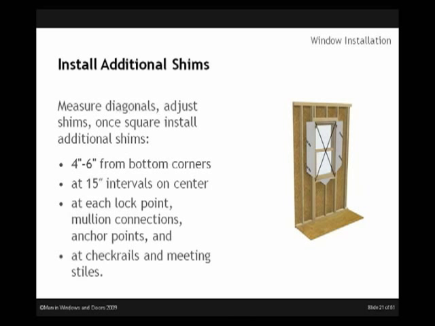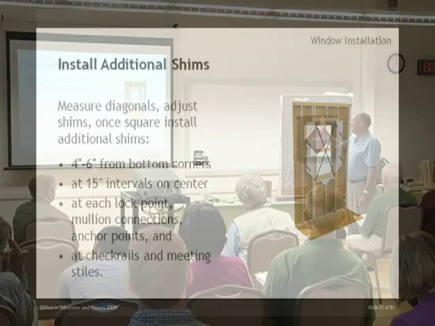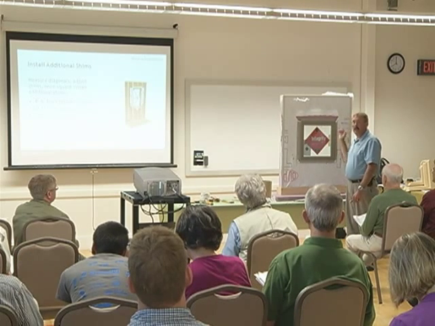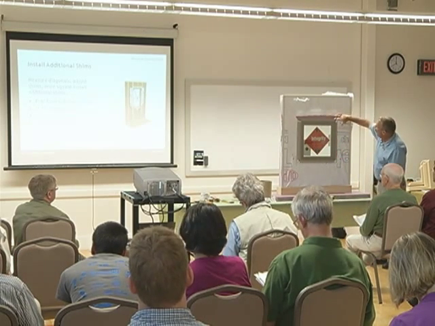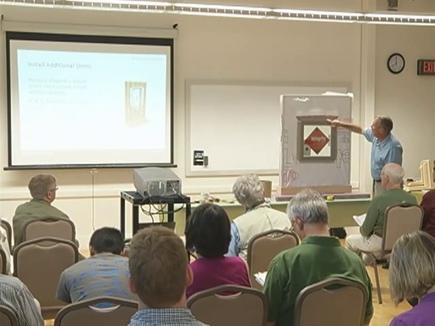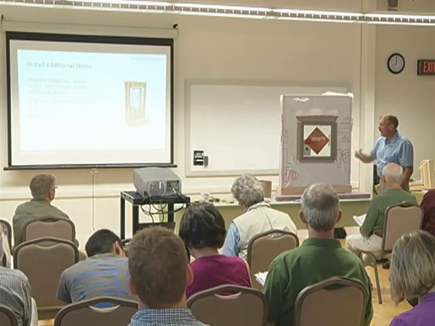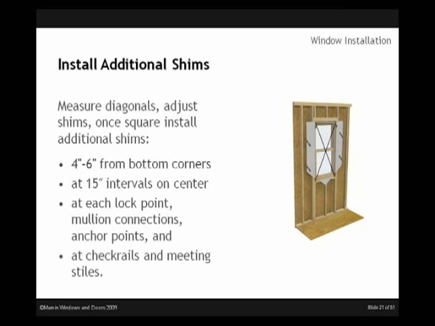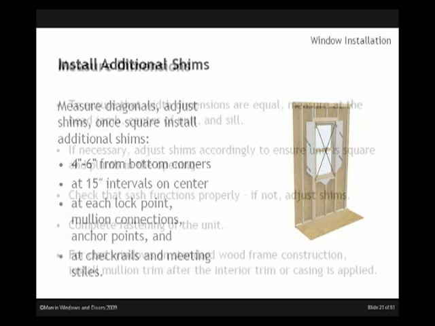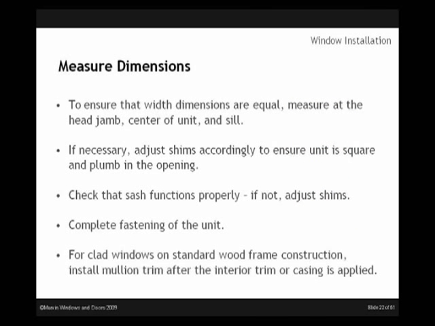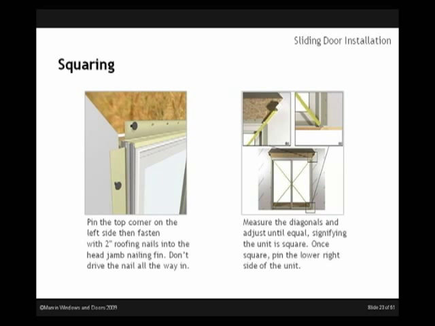Most windows want to be shimmed 4 to 6 inches from every corner and within 15 inches of each shim along the lineals. Okay? So you're going to have two shims here at the corners and no more than 15 inches in between along the lineals, sides and the top. Shims have already been placed in the bottom when we did the sill pan. And you've got some of these notes here. So there we're showing the cross measure.